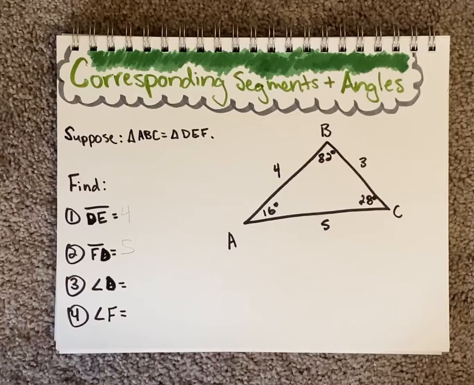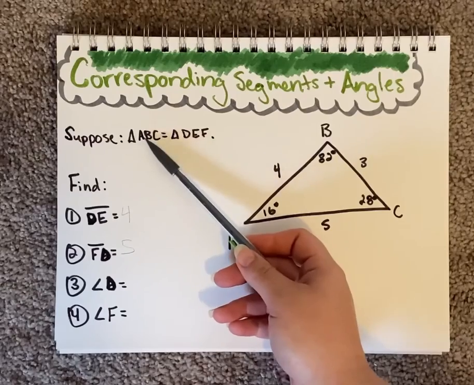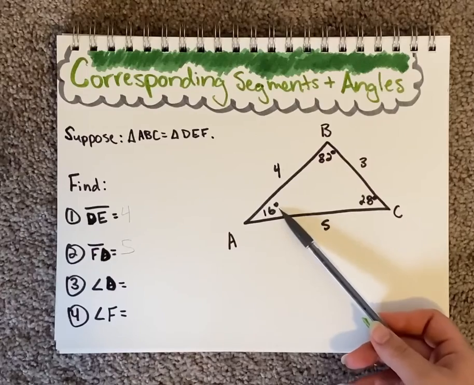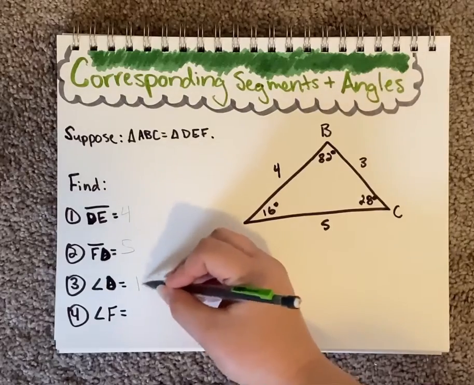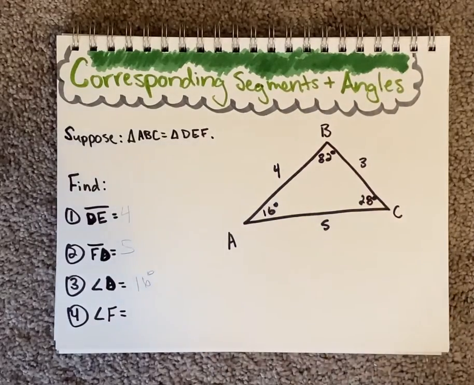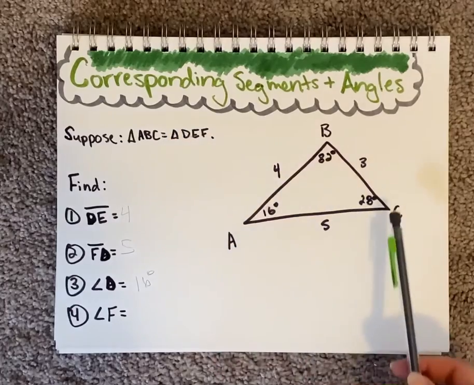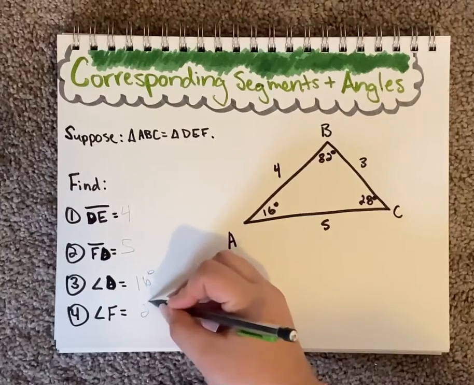Now we want to try to find the corresponding angles. The first problem I want to do is number 3, which would be the angle of D. Now remember, the triangles are corresponding, so that means that angle A would correspond to angle D, and the angle measure of angle A is 16 degrees, which would mean that angle D would also be 16 degrees. Now we want to look for number 4, angle F. Again, angle F would correspond to angle C. Angle C's measure is 28 degrees, so angle F would be 28 degrees.